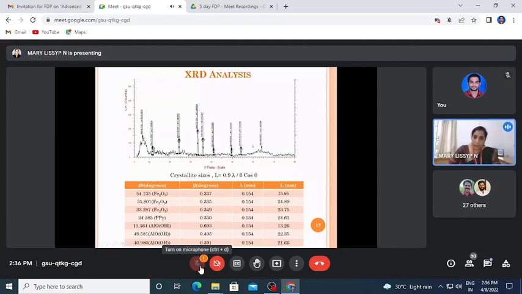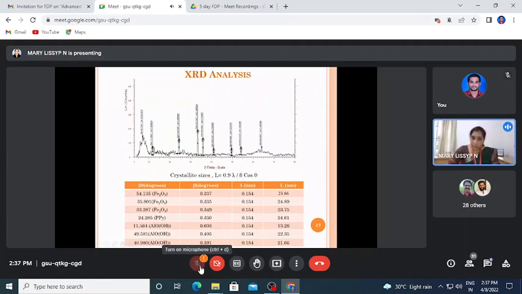Okay, so that diffraction angle, we call it theta. Okay, 2 theta, we call it as. Now, this equation is known as the Scherrer equation. You'll be knowing the Scherrer equation: L is equal to 0.9 lambda by beta cos theta. What is beta? This is the full width at half maximum level.